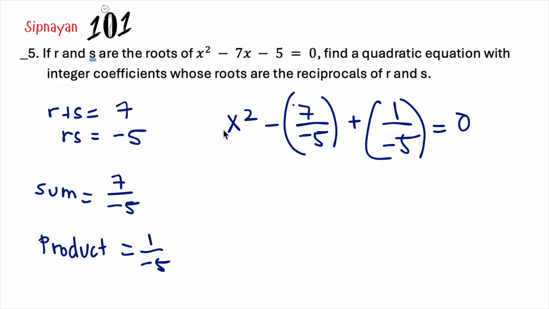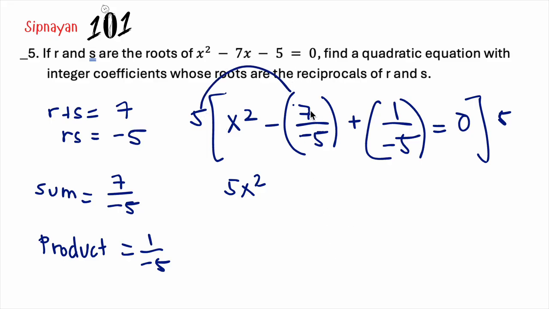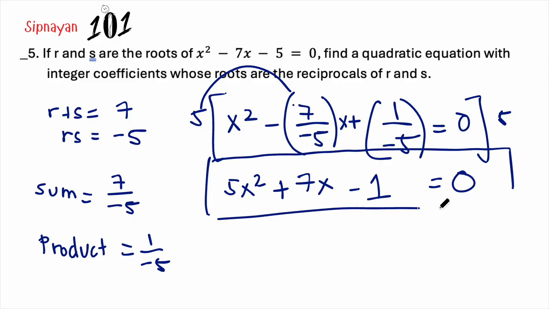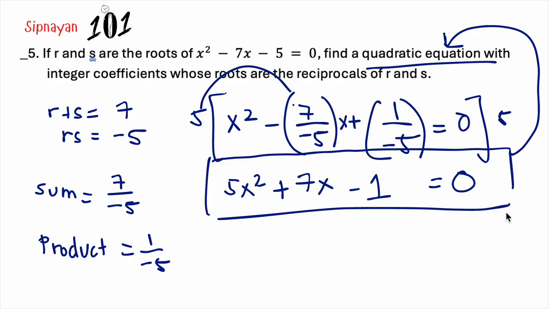So finally, when you multiply both sides by 5, the final format would be 5x squared. So this one, this multiplied by this term, there is an x here. So we have negative, actually that would be positive 7x. And this one, we multiply here, then we can have negative 1. And that is equal to 0. And that should be our final answer here, because we have to find only the quadratic equation of this particular problem. Okay?